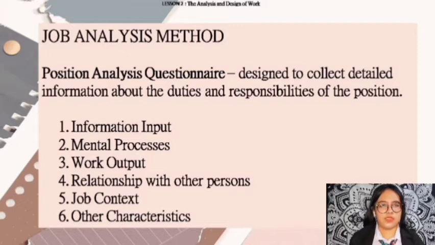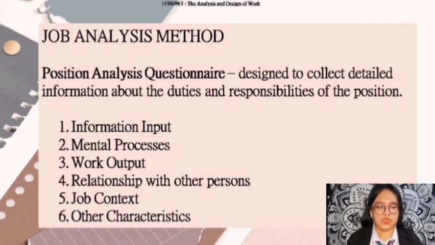Next is mental processes. It is the reasoning, decision-making, planning, and information processing activities. In short, it involves the mental capabilities of a worker. Next is work output. It is the physical activities, devices, and tools used by the worker. The fourth one is relationship with other persons. From the term itself, it's the relationship of a worker to other workers.